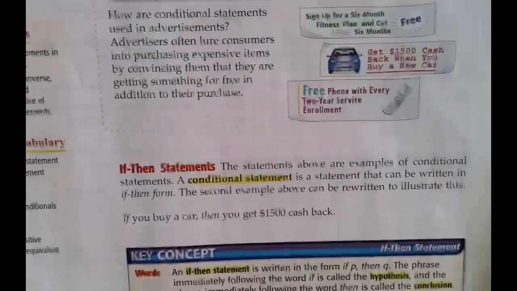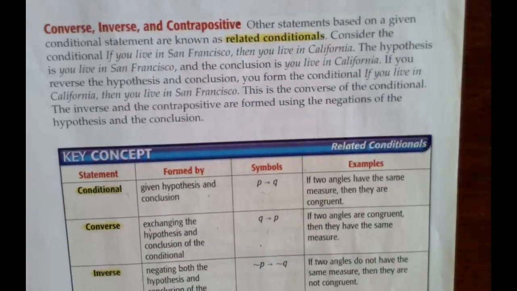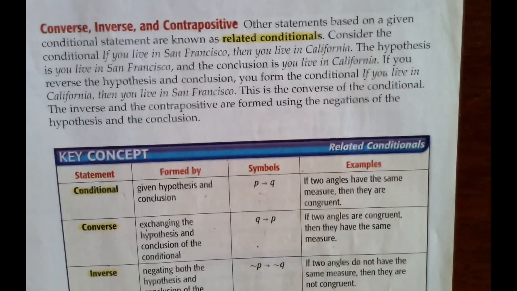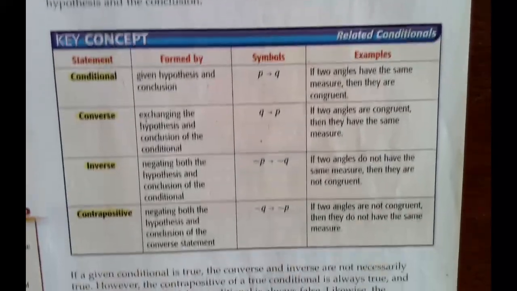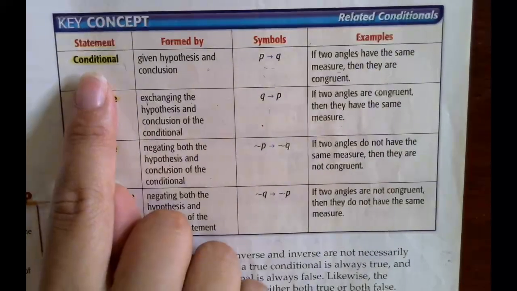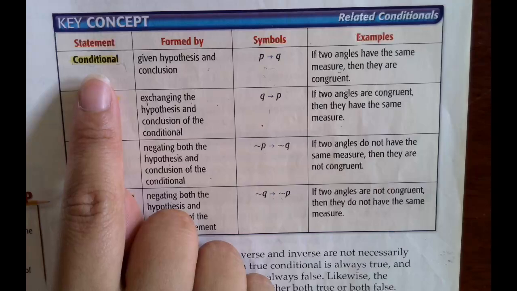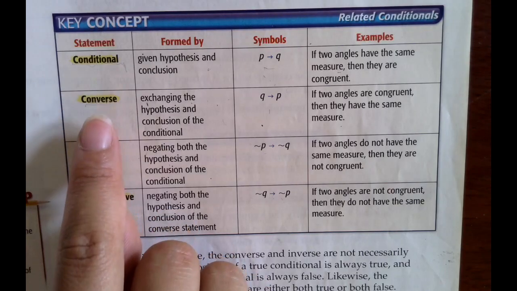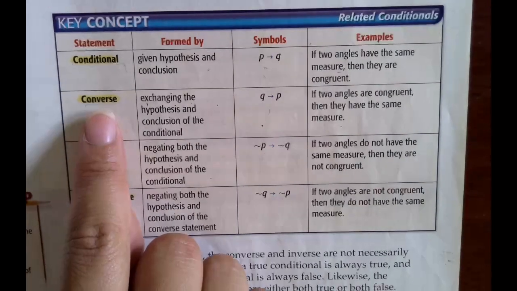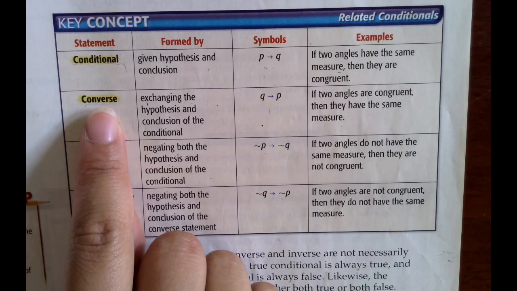And then again, before we start with our example, I wanted to do some other definitions here, okay? Later on, we're going to be talking about related conditionals, and that is here. We just talked about the conditional, that's the if-then statement. The converse is if we flip it. We exchange which one's the hypothesis and which one's the conclusion, right?